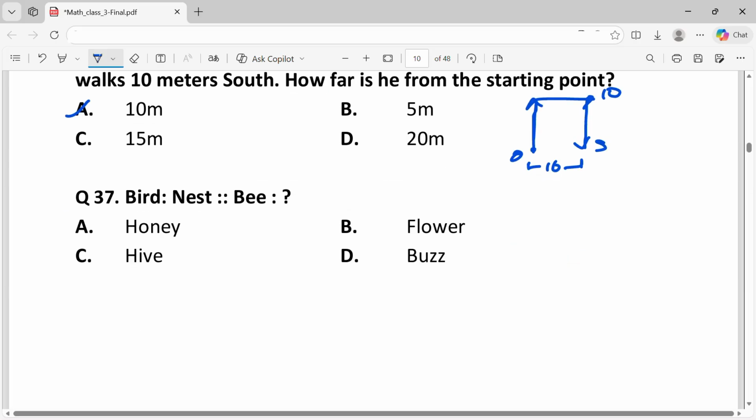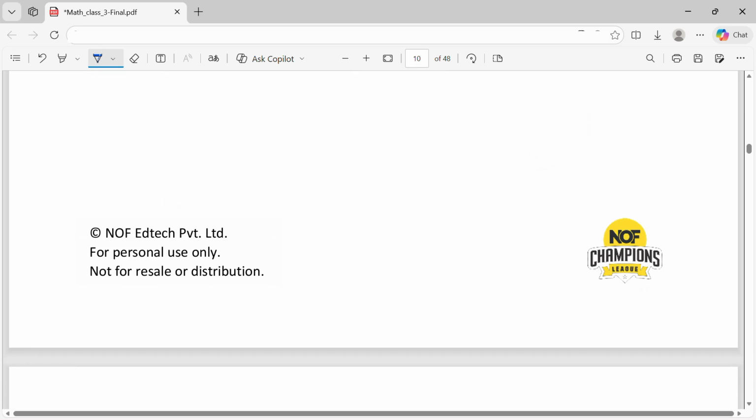Question 37. Bird is to nest as bee is to what? So here we have the bird which lives in a nest and the bee that lives in a hive. So the answer is C, hive.